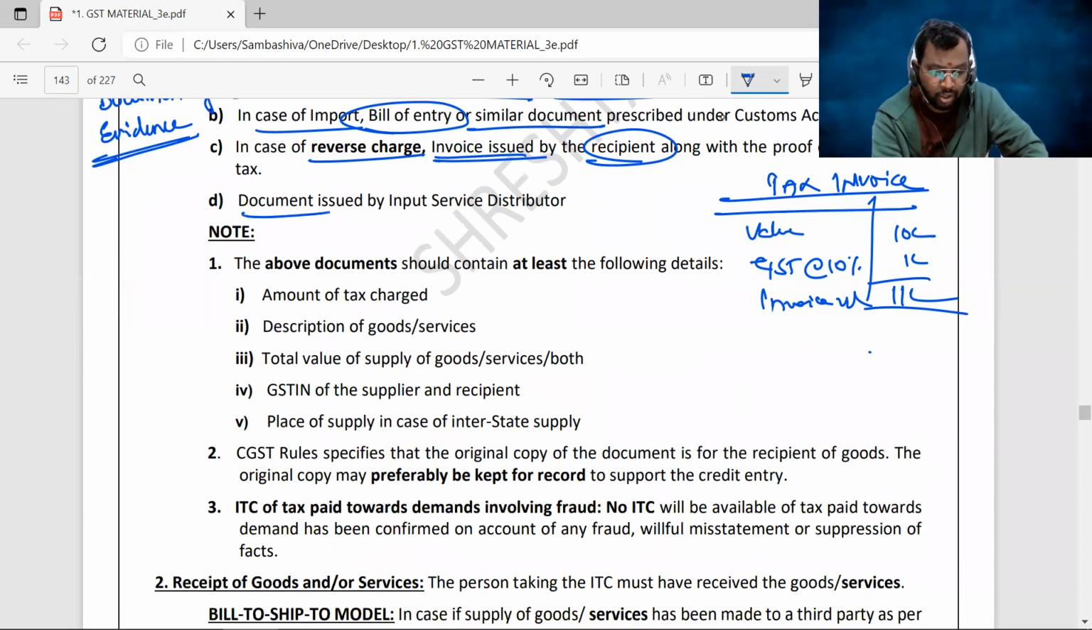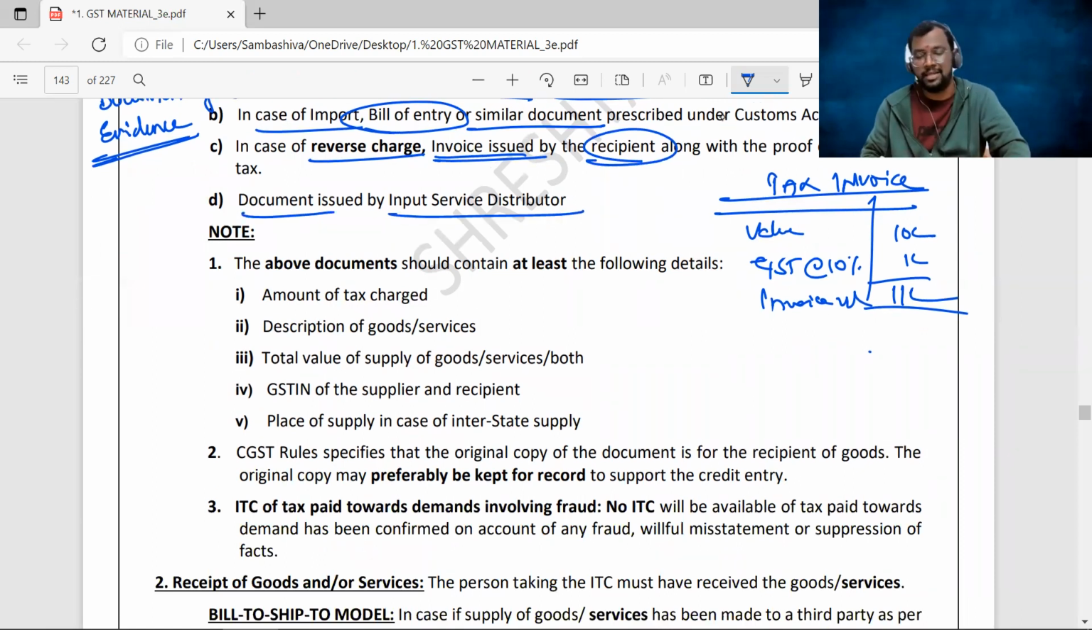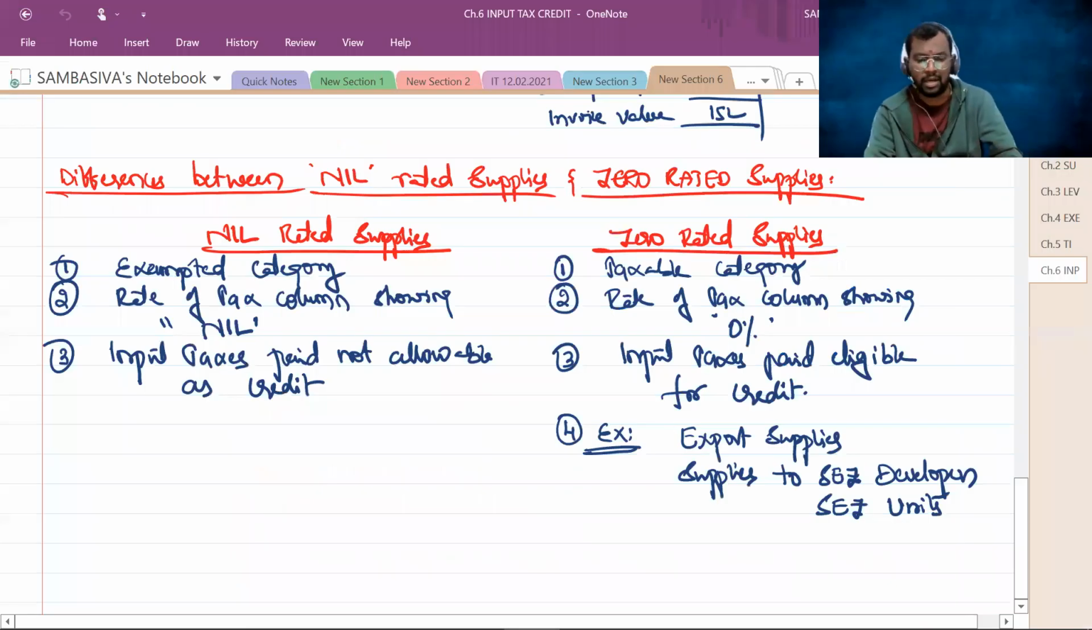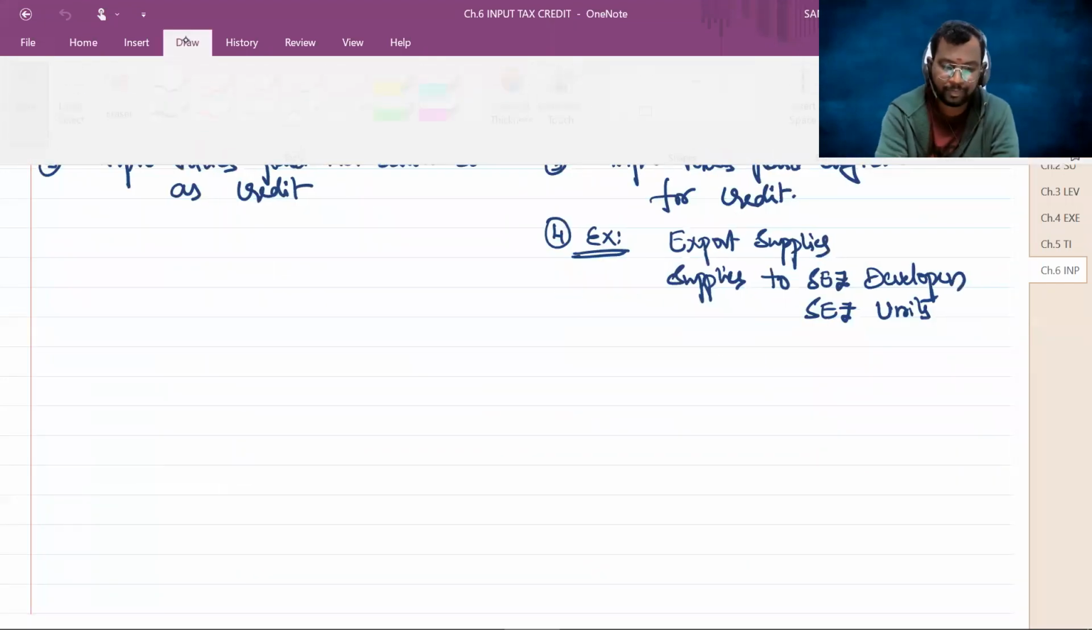Next, the document issued by the ISD, Input Service Distributor. Generally, the concept of the input service distributor you will study at your CA Final level. But anyhow, we have a discussion here, and the input service distributor discussion will come again in chapters 7 and 8. So I will discuss it here. Who is an input service distributor? Let me explain with the help of an example.